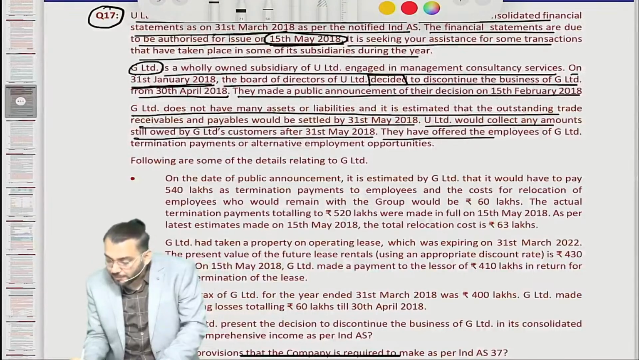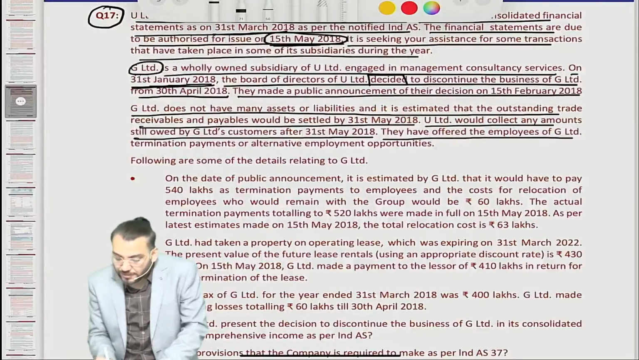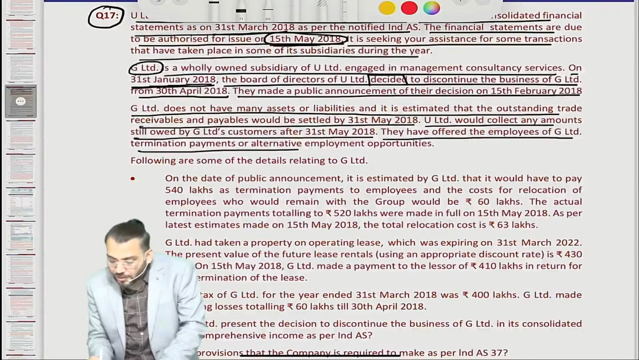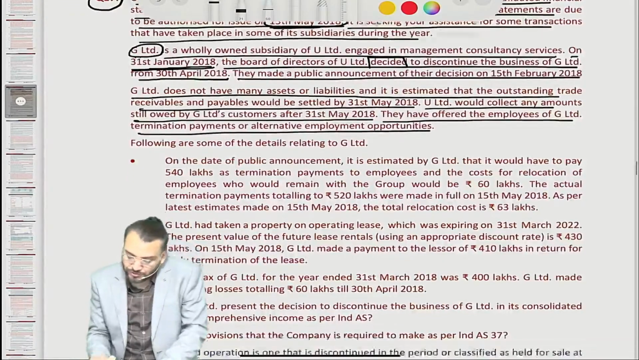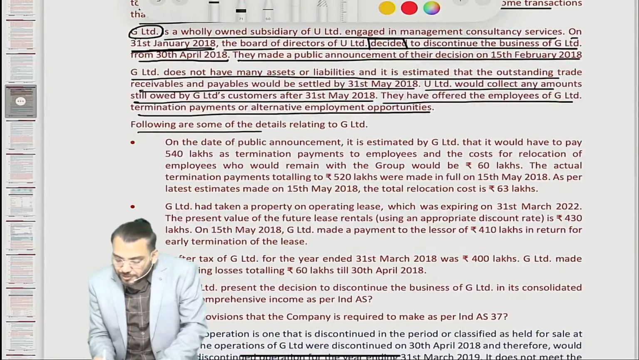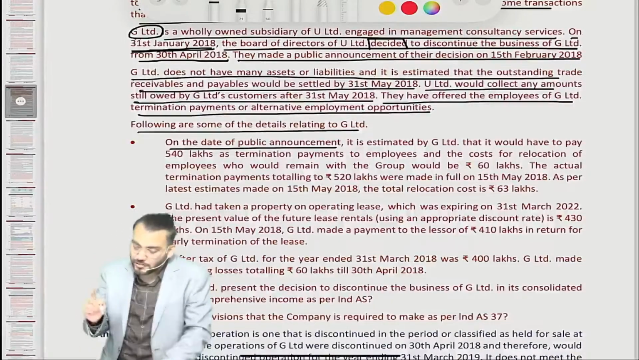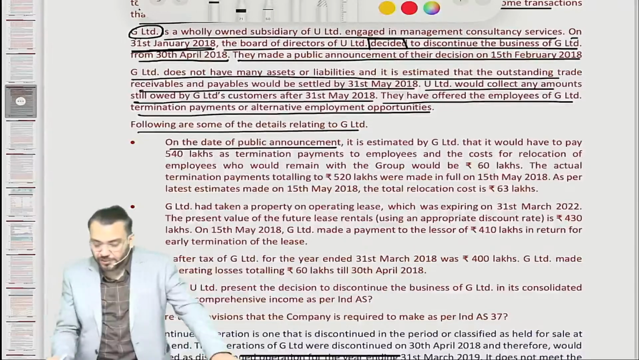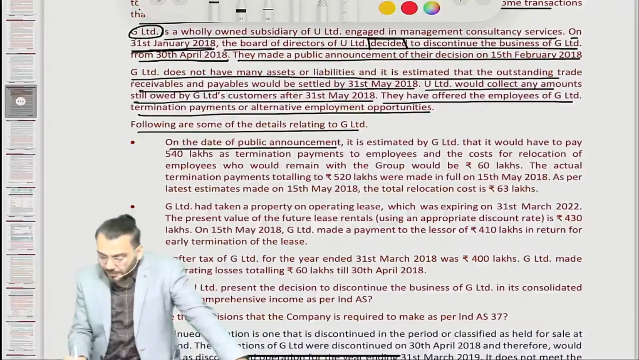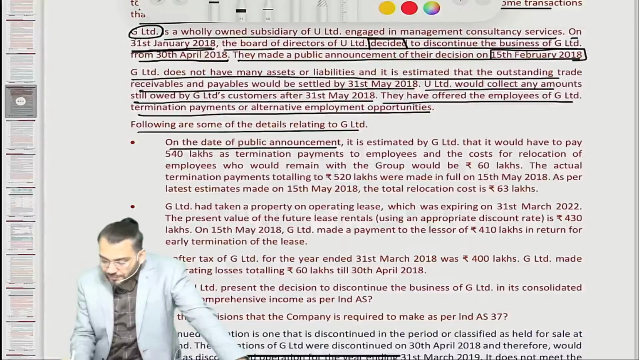They have offered the employee of G Limited termination payment or an alternative employment opportunities. Okay, sir. Following are the sum of details relating to G Limited. On the date of public announcement, on the date of public announcement means which date? 15 Feb 2018, na? 15 Feb 2018.